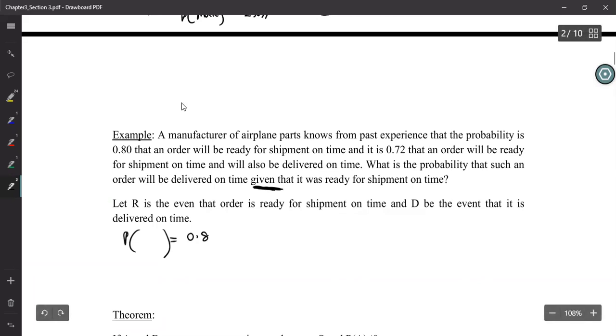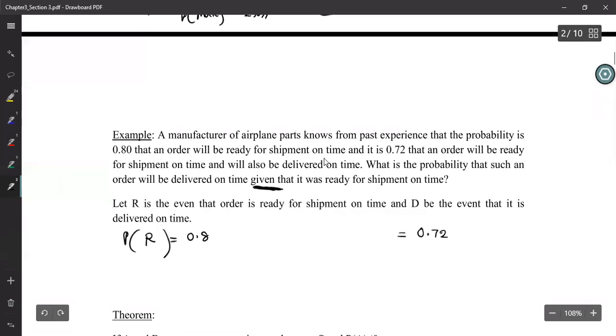Anybody? What is 80% or 0.8? It is the probability that the order will be ready for shipment on time. So R is the event that the order is ready for shipment on time. So this is the probability of R. Now what is this probability, 0.72?